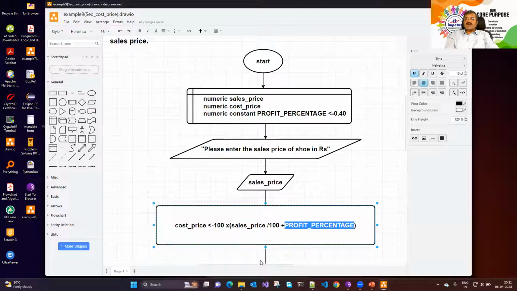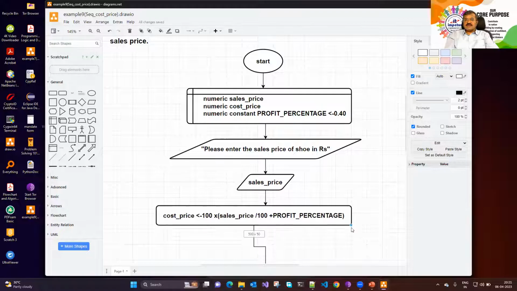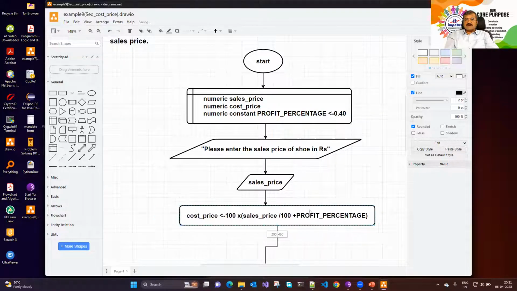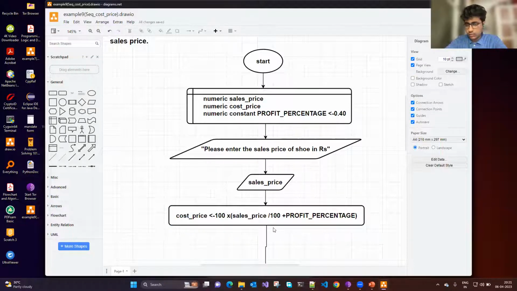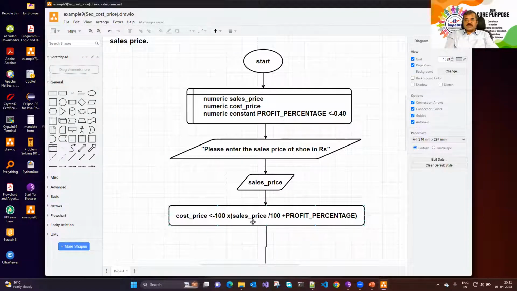Now that's not the way to go about. Is it working right? Is it giving you the right answer? Yes? No, sir. No. So you have to be very careful while you use these operations. Okay. So what you wanted to do, Rahul, was 100 divided by 100 plus profit percentage, and that is to divide the sales price. Is that what you wanted to do?